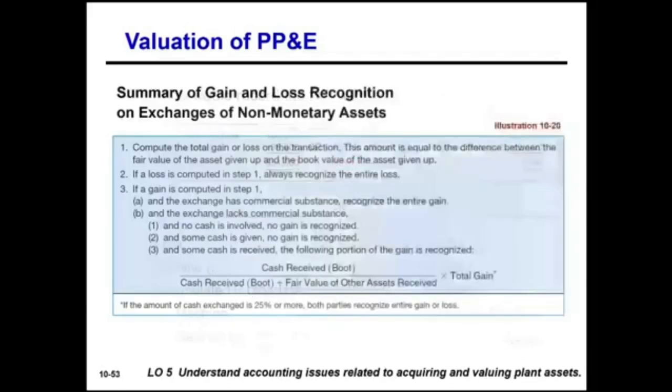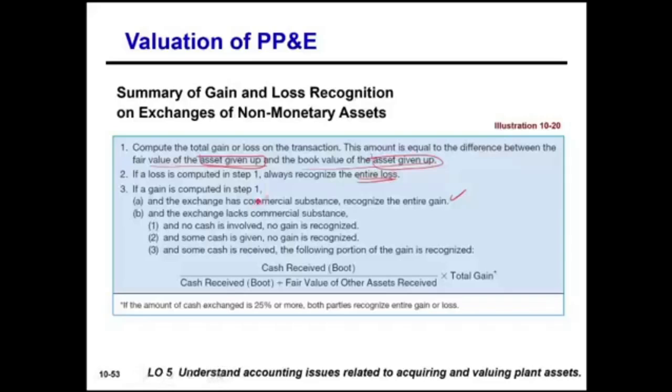And here is a summary of the rules. Remember, if it's a loss, we always recognize the loss. Okay. Compute total gain or loss on the transaction. This amount is equal to the difference between the fair value of the asset given up and the book value of the asset given up. You remember, you are dealing with the assets that are given up to determine the gain or the loss. That's step one. If a loss is computed in step one, always recognize the loss. If a gain is computed and the exchange has commercial substance, recognize the gain. Easy.